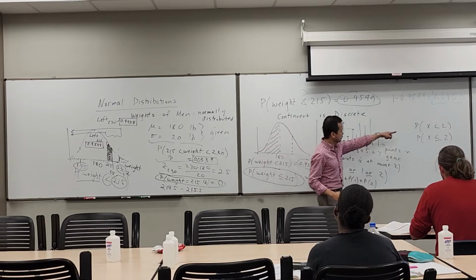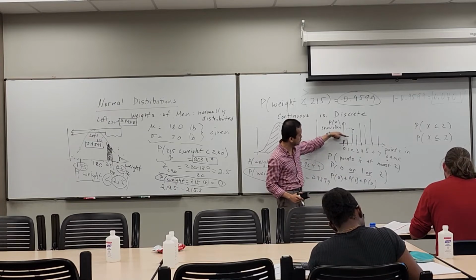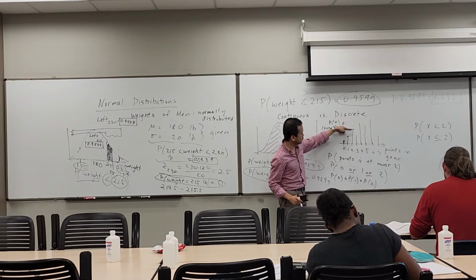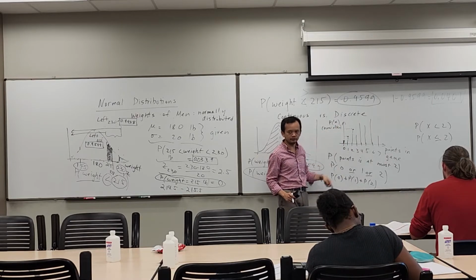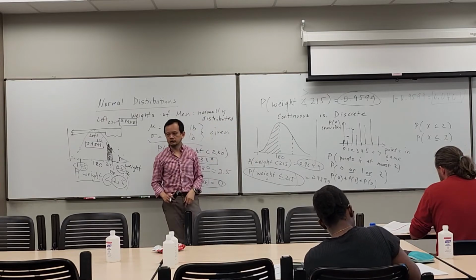Exactly. So the first one, less than 2, means you're only including the height of the bar for 0 and the height of the bar for 1. But in the second case, you have to include the height of the bar for 2 as well. So there's another value that's included there. Okay, very good. Any questions?